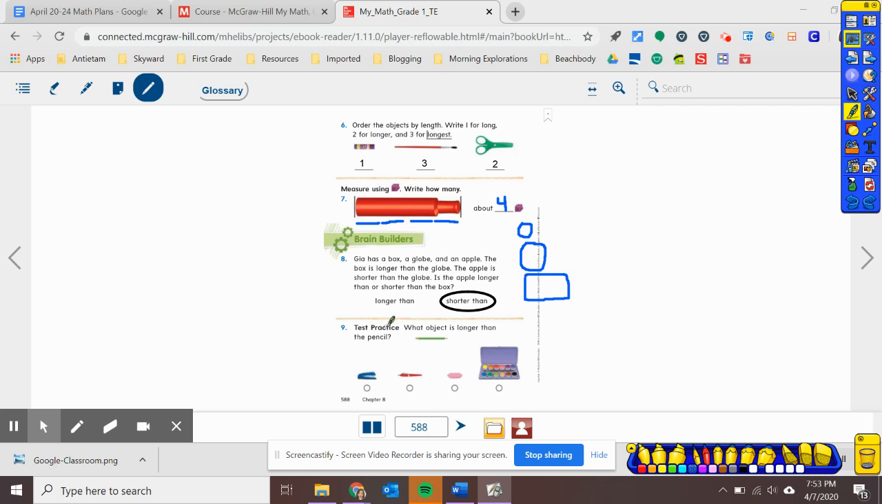And number 9, it says, which object is longer than the pencil? So here's our pencil. Which object is longer than that pencil? Not the stapler, not the pen, not the eraser. Those are all shorter. But this paint set is longer than our pencil.